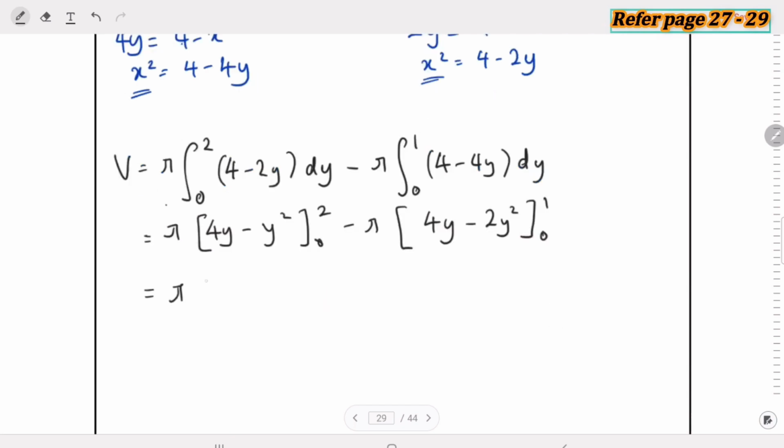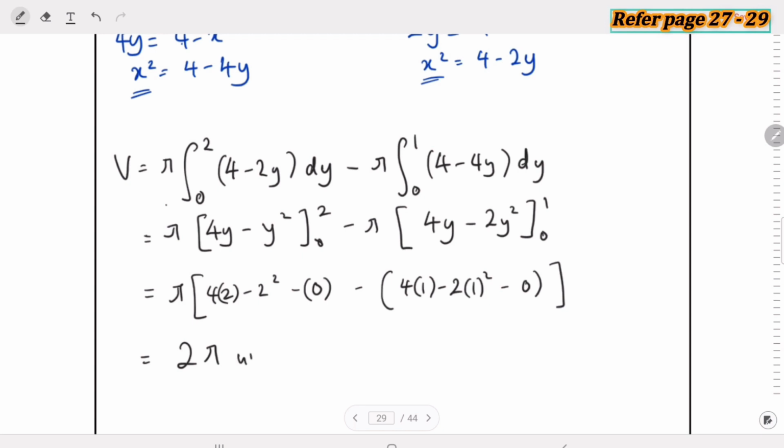So substitute. Here is pi times 4 times 2 minus 2 squared, minus 0, and the other one here, pi also, 4 times 1 minus 2 times 1 squared, minus 0. So the answer is 2 pi unit cube.